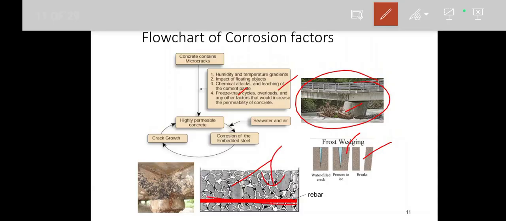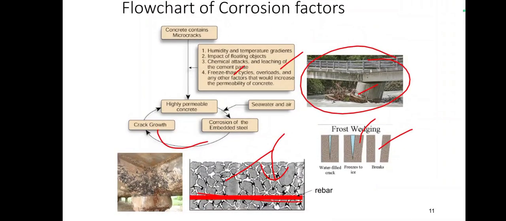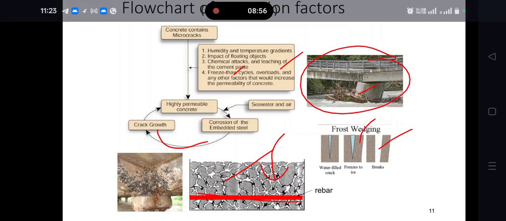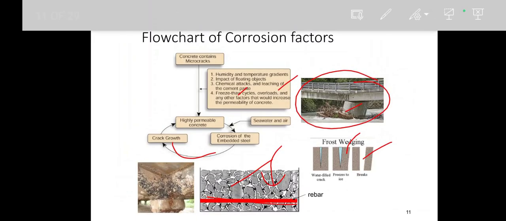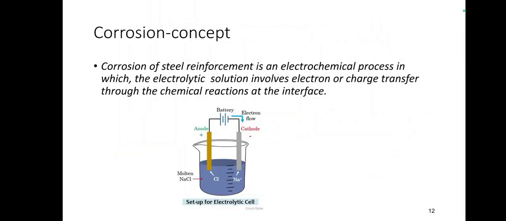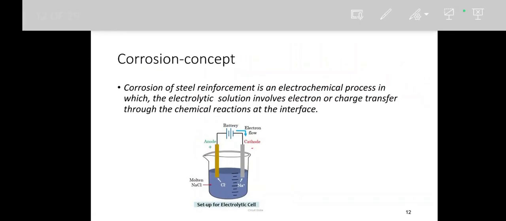So overloading will cause a structural crack and then the reinforcement will be visible. All this will result in highly permeable concrete like this. Once it is highly permeable, water, air and chlorine will easily enter, the passive layer will be disturbed and corrosion will start. Once corrosion has started, the crack width will grow again and further corrosion will initiate. So this is how the process will occur.